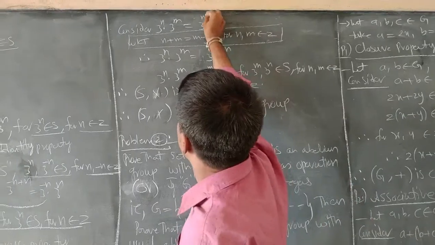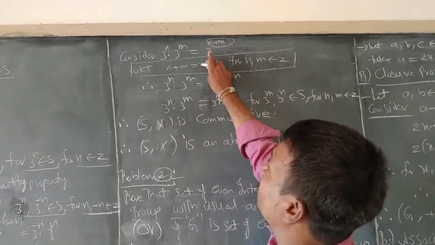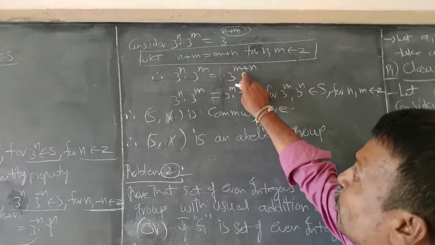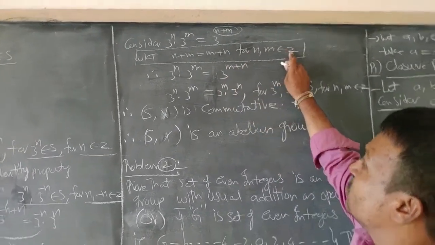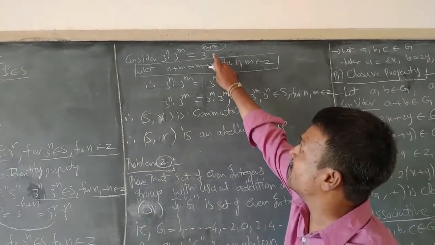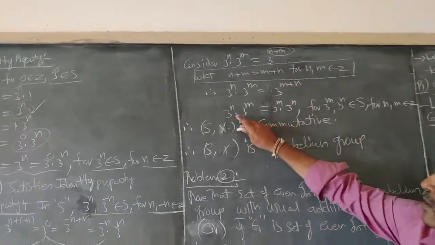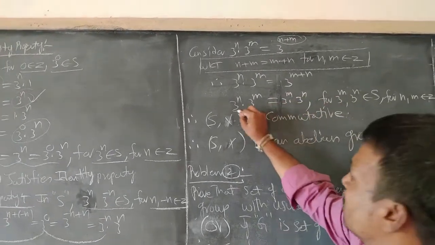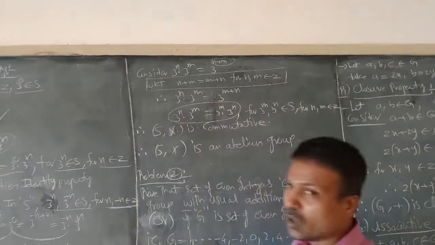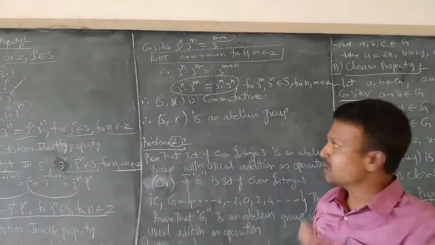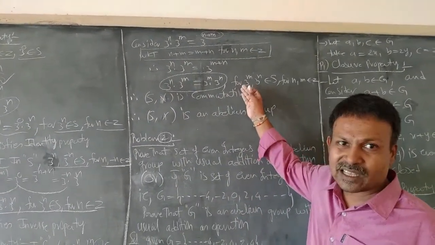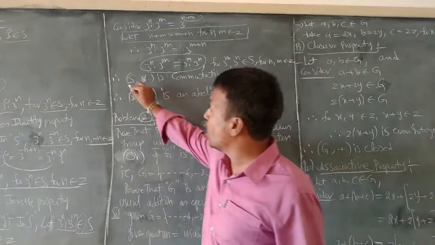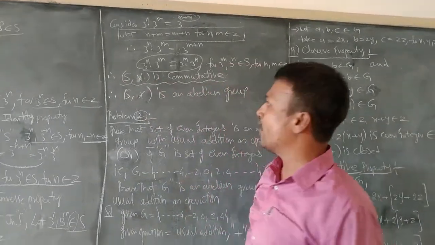Therefore, this n plus m, which is in the exponent part of 3 power n plus m, can be written as 3 power m plus n, applying the commutative property of set Z with respect to addition. Therefore, n plus m is replaced with m plus n. Therefore, 3 power n into 3 power m is equal to 3 power m into 3 power n. It is the commutative property with respect to multiplication in set S. Therefore, all the elements of set S satisfy the commutative property with respect to multiplication. Therefore, I conclude that (S, ×) is commutative.